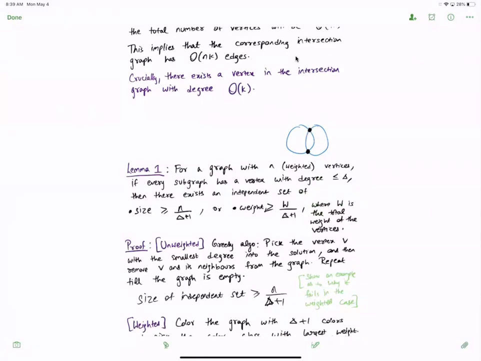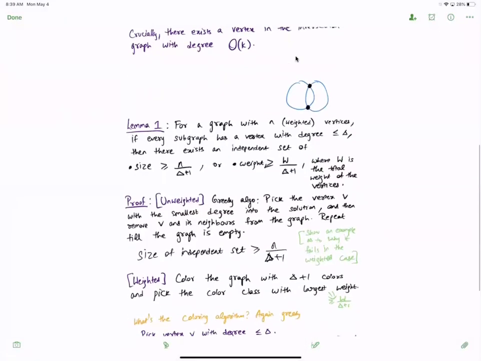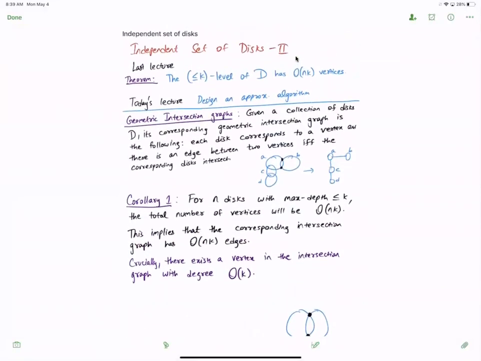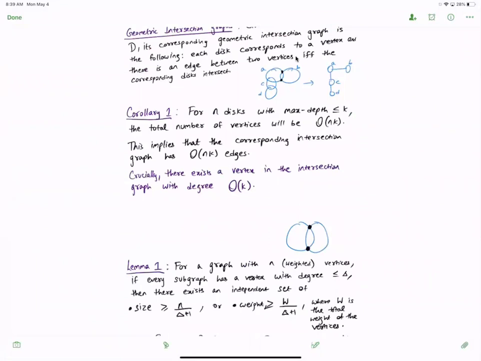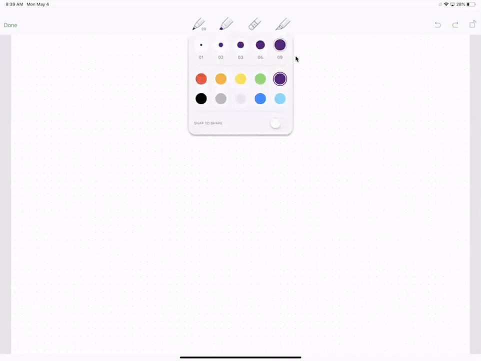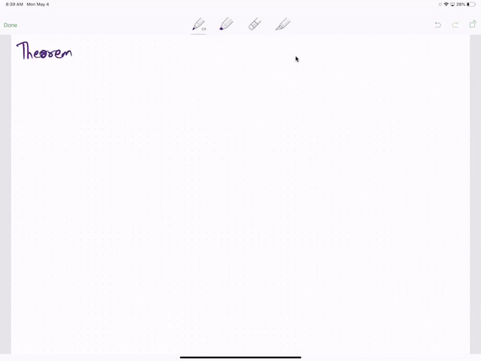Okay. So now we have proven this corollary 1, we have proven this lemma 1. And let me state what the main goal of the last lecture was. There was one theorem which we wanted to prove, which we are now ready to prove. This is from the previous lecture, and let me just state that here.